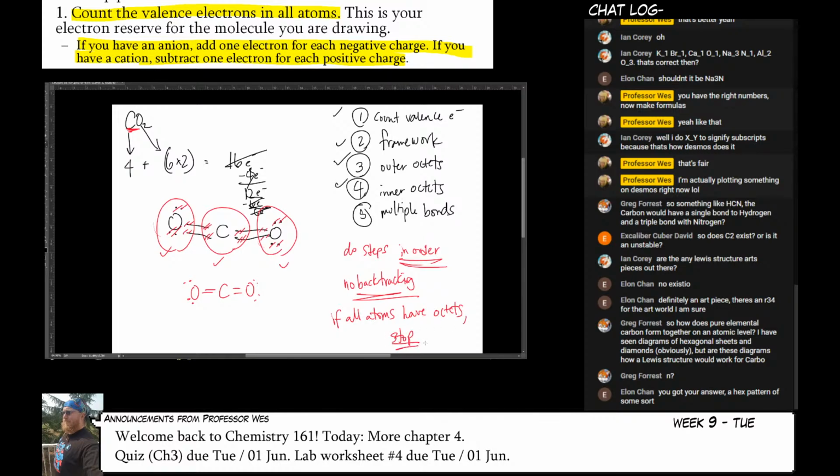And then the final hint that I give is if all of your atoms have octets at any point during this process, stop. Your structure is correct. You do not need to do any remaining steps because you probably have no more electrons anyway.